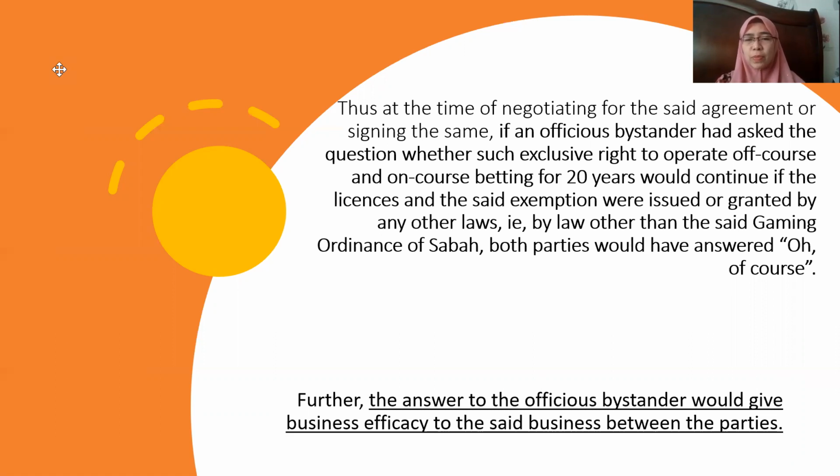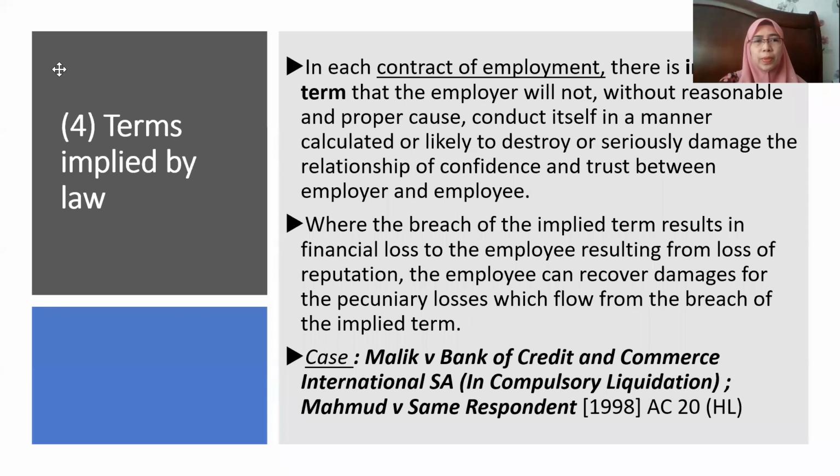And then the answer to the officious bystander will give business efficacy. Usually once the officious bystander test is satisfied, and then whether it will give business efficacy, usually the answer will be yes. So a 20-year long-term commitment will give business efficacy to these betting related businesses. So we are done with the third one, terms implied by common law or by court.